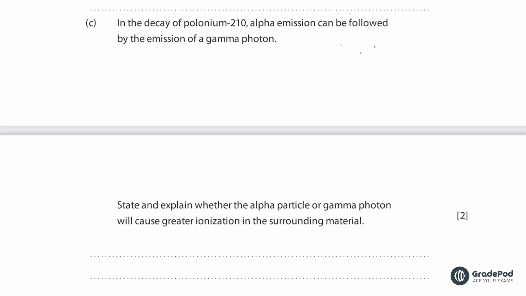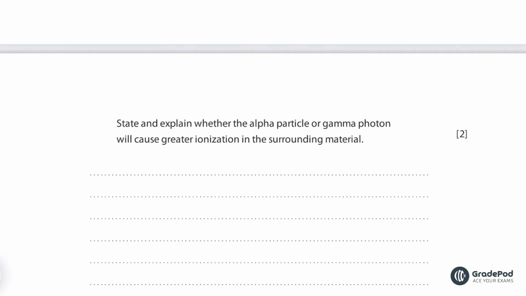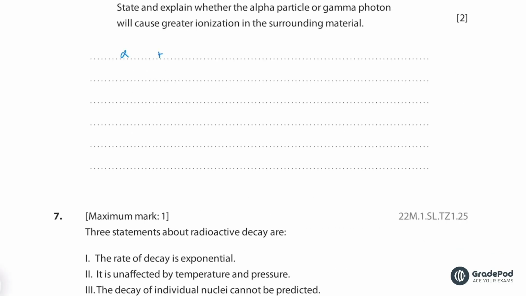C. In the decay of polonium-210, alpha emission can be followed by the emission of a gamma photon. State and explain whether the alpha particle or gamma photon will cause greater ionisation in the surrounding material. Remember that an alpha particle is a helium nucleus and it's actually 2+ charged. A gamma ray is an electromagnetic wave. There's no charge.